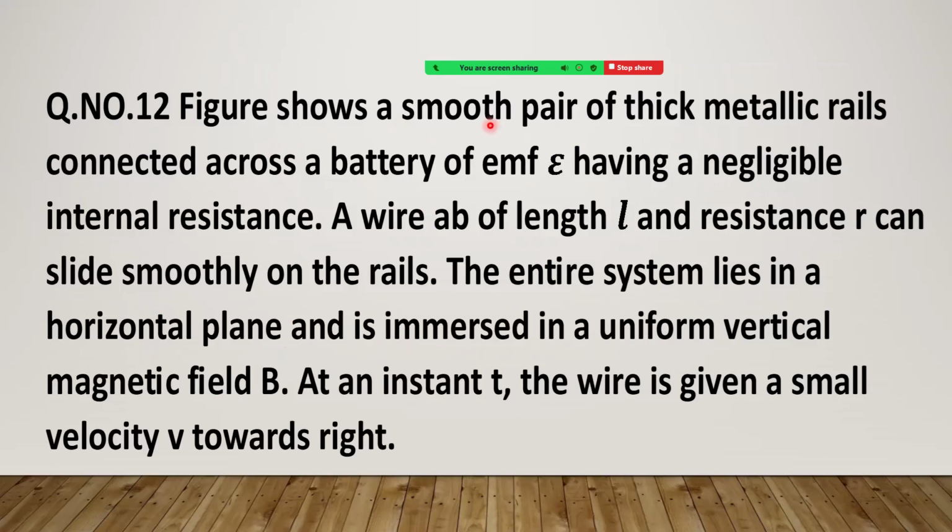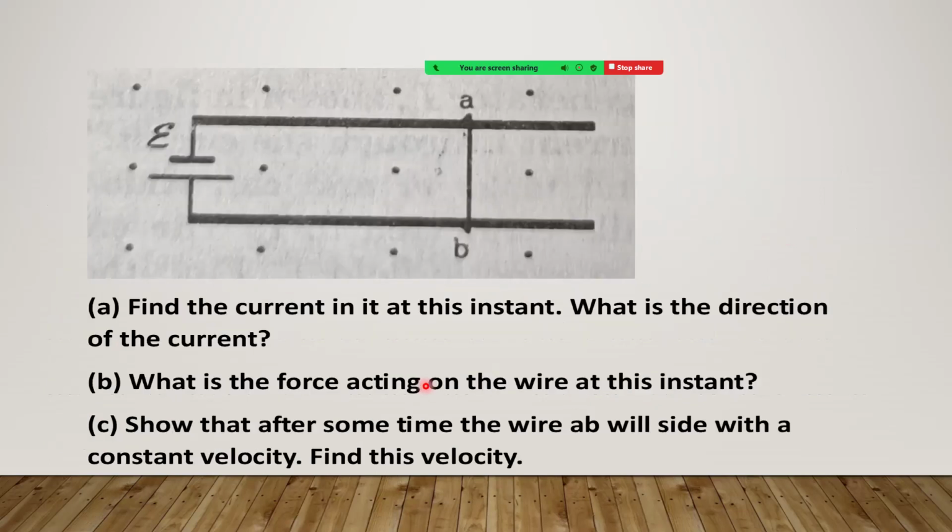Figure shows a smooth pair of thick metallic rails connected across a battery of EMF epsilon having negligible internal resistance. A wire AB of length L and resistance R can slide smoothly on the rails. The entire system lies in a horizontal plane and is immersed in a uniform vertical magnetic field B. At an instant t, the wire is given a small velocity v towards the right. You can see the diagram here. Velocity is given towards the right.